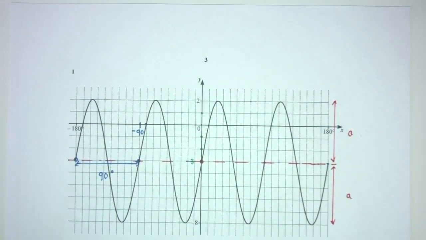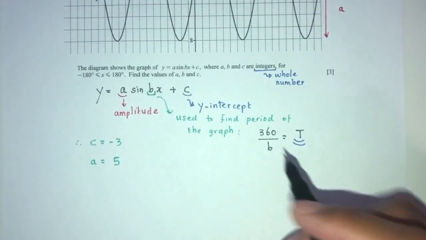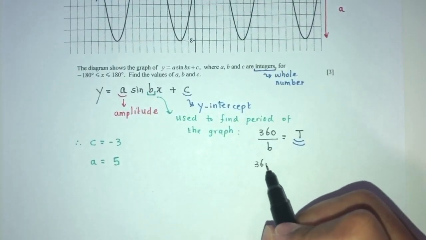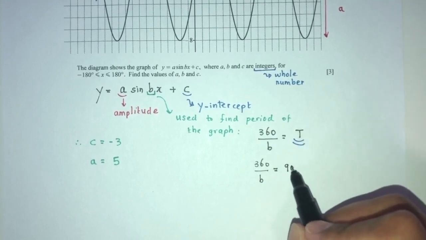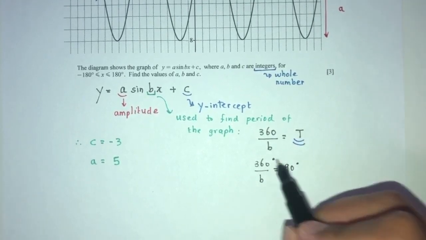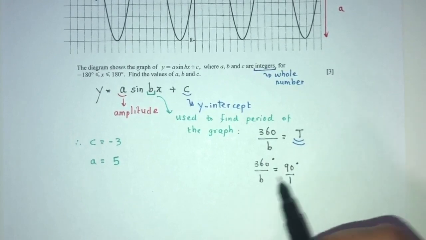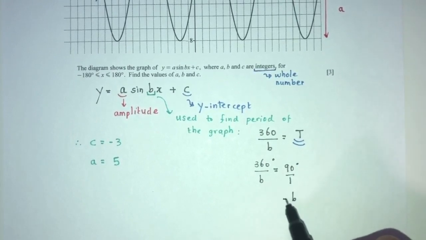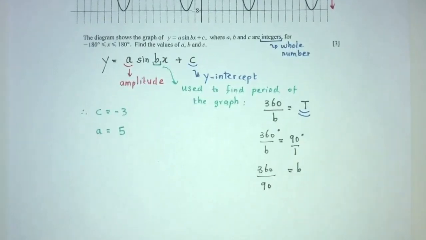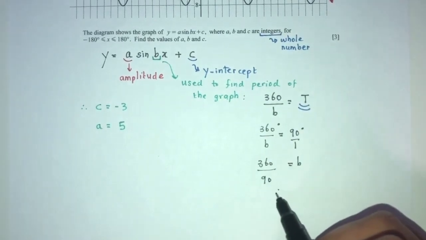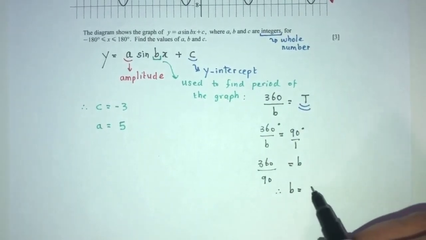Now we understand that the distance is the period here, so we know that 360 divided by B is going to be 90. Now we can solve. Cross multiply, you will have B here. You have 360 here. We bring this down, that will be 90. Now obviously you can use your calculator, why not? You will have the value of B is equal to 4.